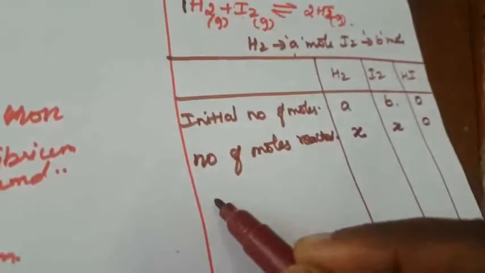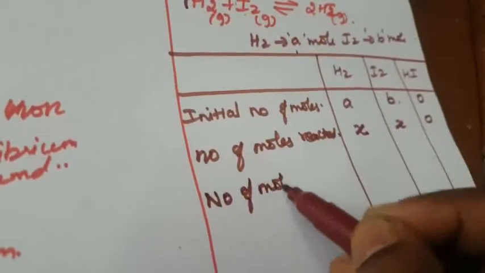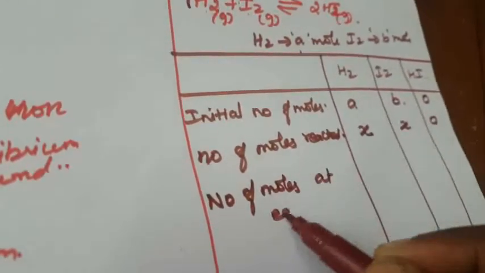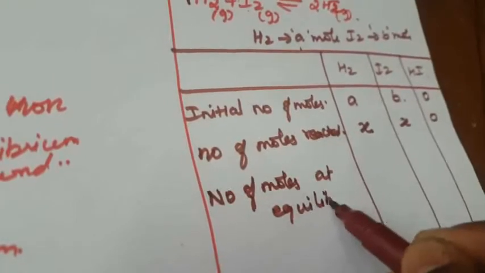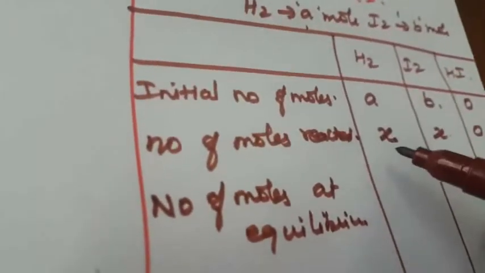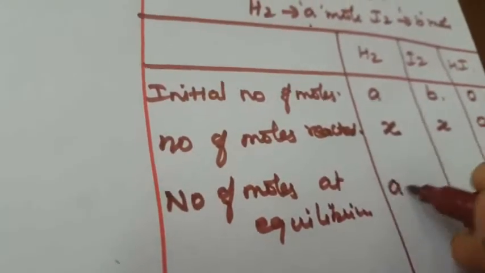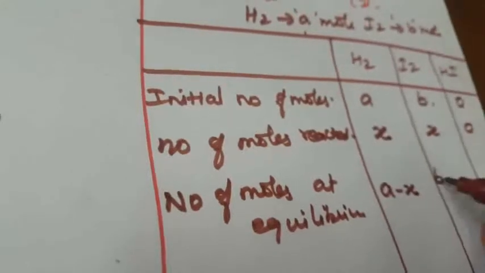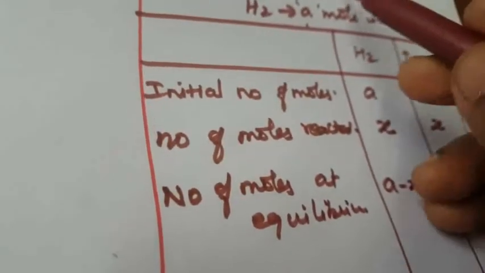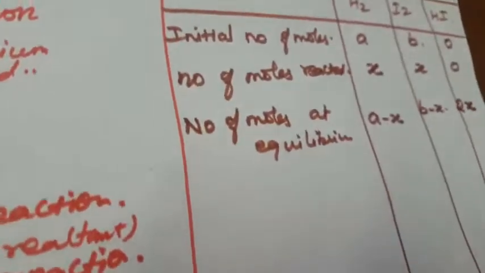Number of moles remaining at equilibrium. How to calculate? Initially A moles are there, X moles reacted. So the number of moles at equilibrium is A minus X. Here B minus X. What product will be formed? That is 2X. So the formation of product is 2X. That is what we are writing first.